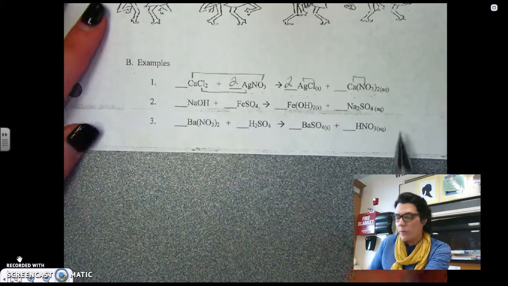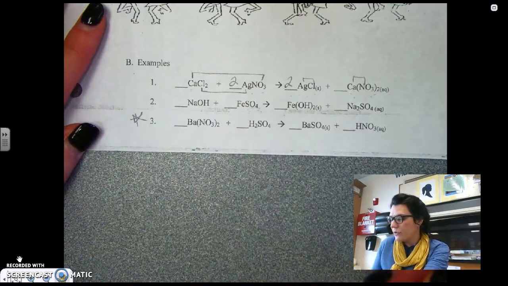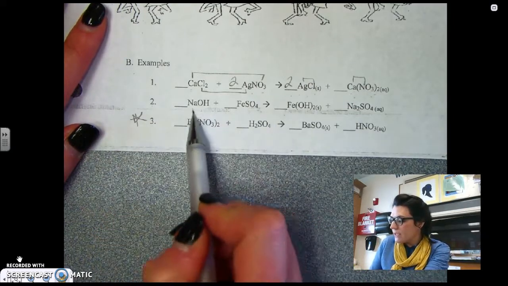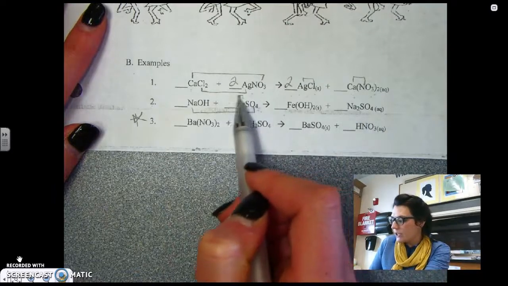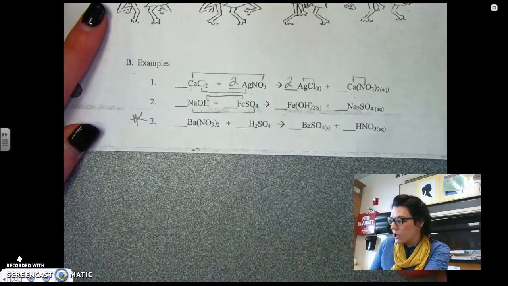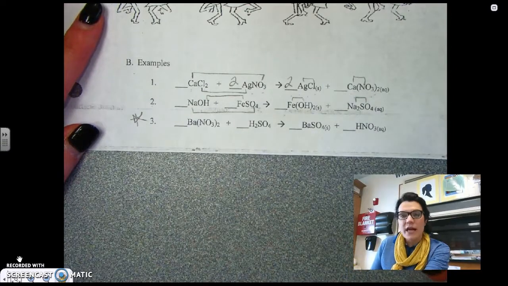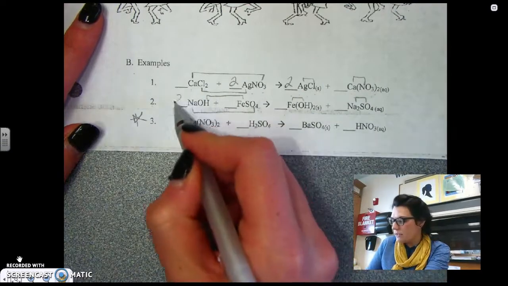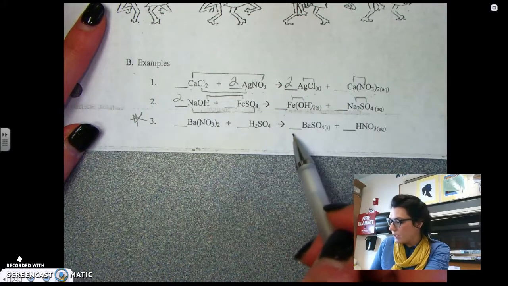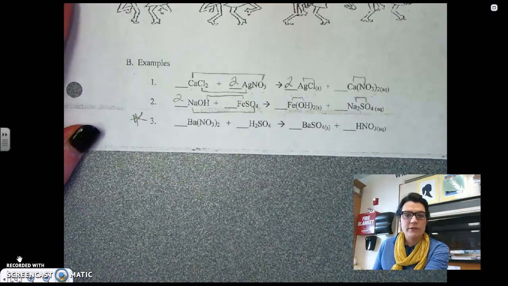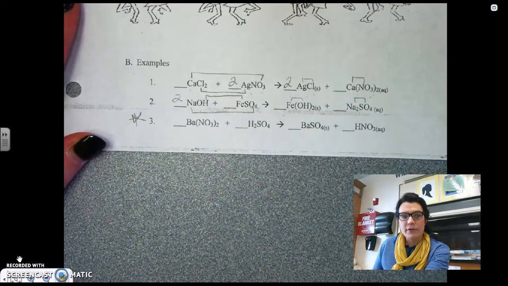Okay, let's look at one more example, and then I want you to balance number 3 by yourself. So what's happening here is sodium and sulfate are becoming partners, and iron and hydroxide are becoming partners. So then we have iron hydroxide and sodium sulfate. And then the last thing you need to do is balance by putting a 2 here, and that should be good. Yep, and then I should be balanced. Okay, so go ahead and balance number 3.